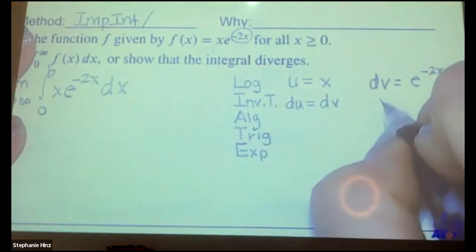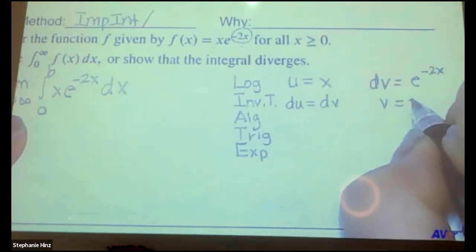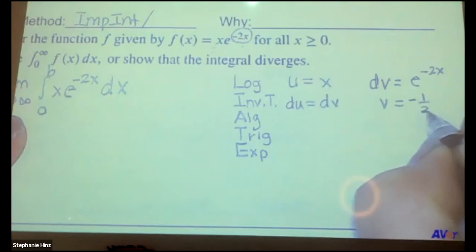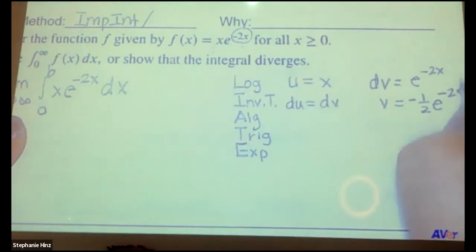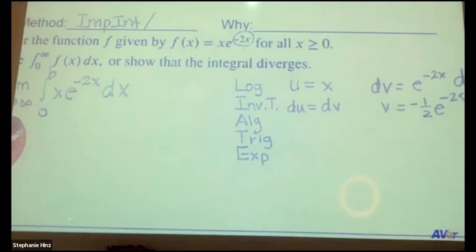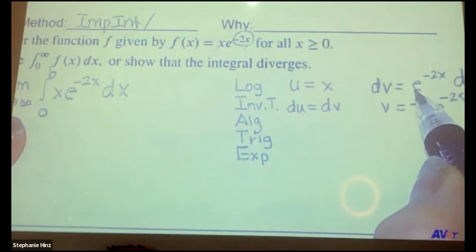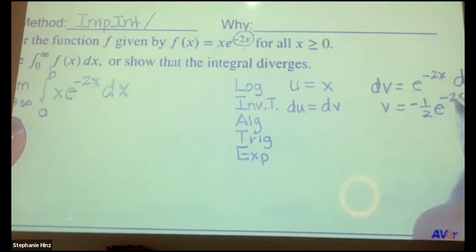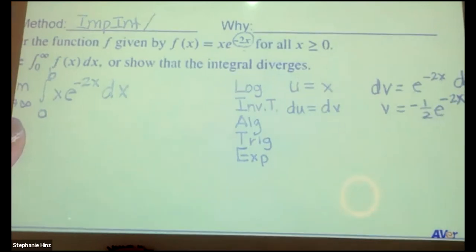So my v in this case would end up being negative 1/2 e to the negative 2x. Remember, the antiderivative of e to the u is e to the u, but you have to account for the fact that we have a negative 2x. So the derivative of that is negative 2, and it ends up being in the front.